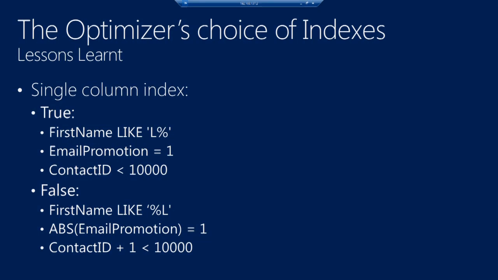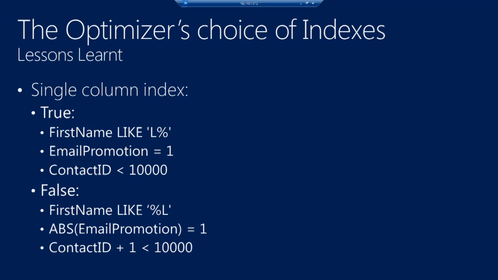All the first 3 examples under true, first name like L%, email promotion equals to 1, contact ID less than 10,000, are very well known: you can seek on all the 3 columns. The other 3 under false, you can't seek on them. I'm sure you have heard of the term sargable. It's not an English word, it means search argument able. The next 3 examples under false are non-sargable queries, which means you can't actually seek on them.